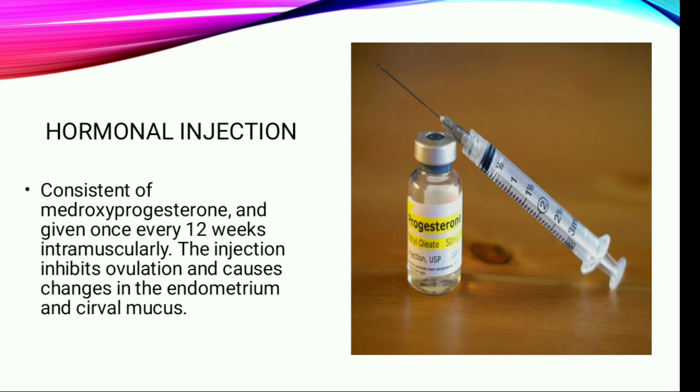So the fourth type of hormonal and artificial method is hormonal injections. Hormonal injections consist of medroxyprogesterone and are given once every 12 weeks intramuscularly. The injections inhibit ovulation and cause changes in the endometrium and the cervical mucus.